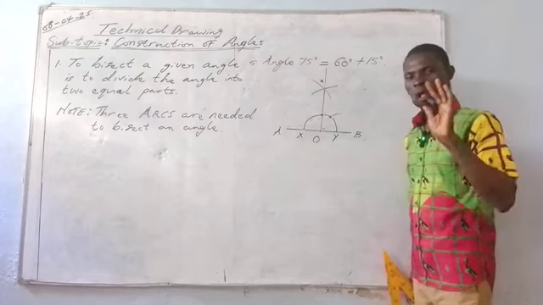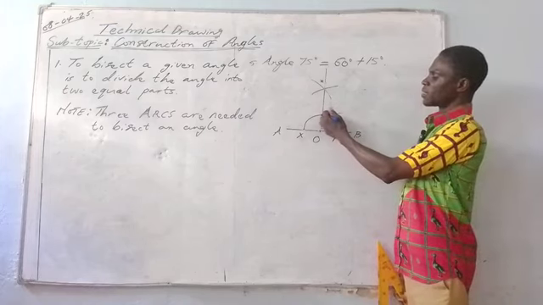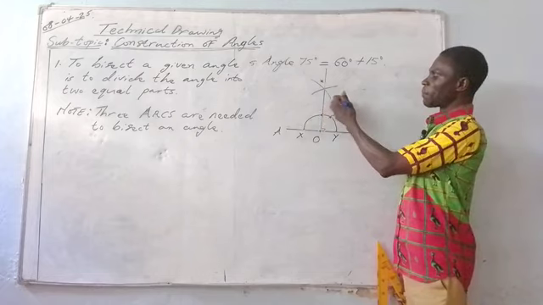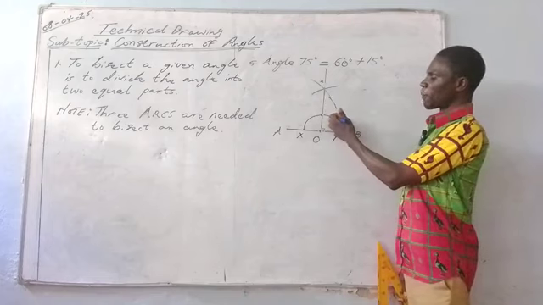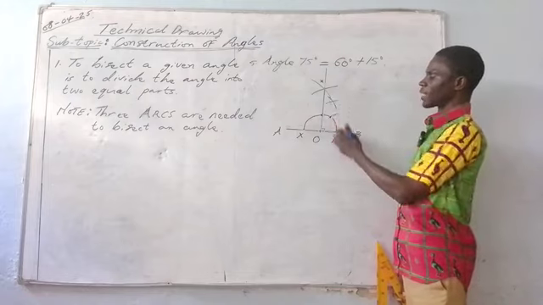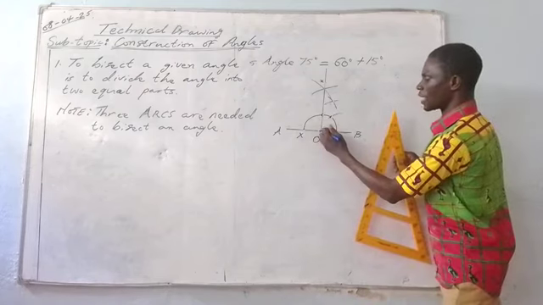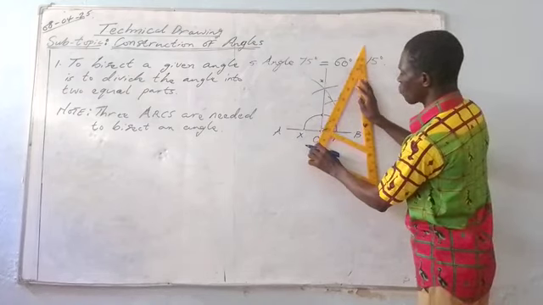To do that, take your compass, put the pinpoint at this point here on the semicircle, then extend the pencil point and draw an arc like this. Then put the pinpoint here at this point with the same radius and draw an arc like this. So the arcs intersect here. Now draw a line from this point O, passing through this point, then we have angle 75 degrees.